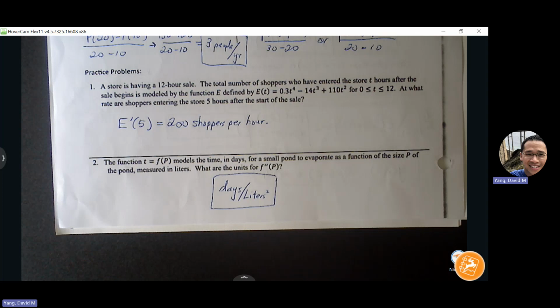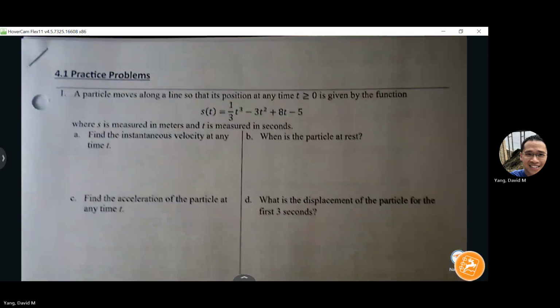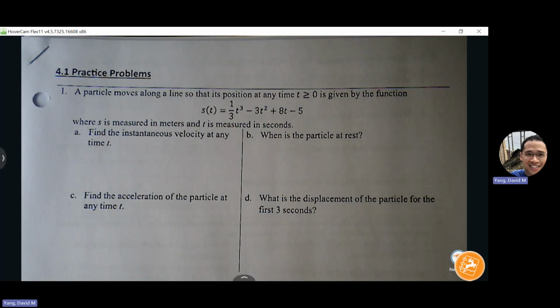Okay, I gave you guys the 4.1 practice sheet, so let's try some of those problems. I handed you the packet, but I forgot to put this in the packet, so it's in a separate handout. Did you get this yesterday? Okay, go ahead and try number 1 here.